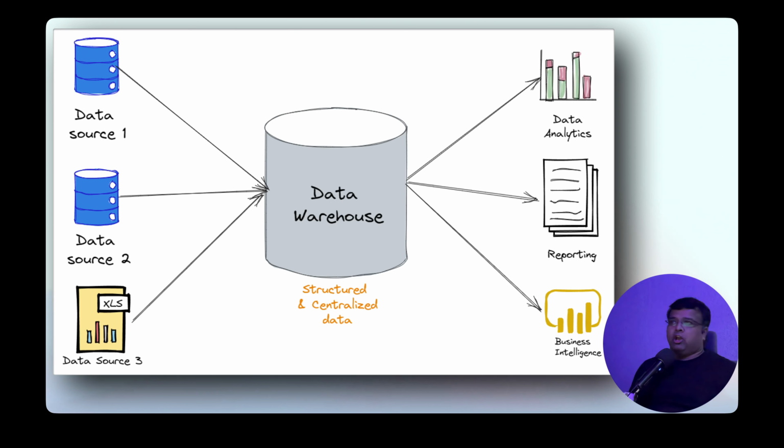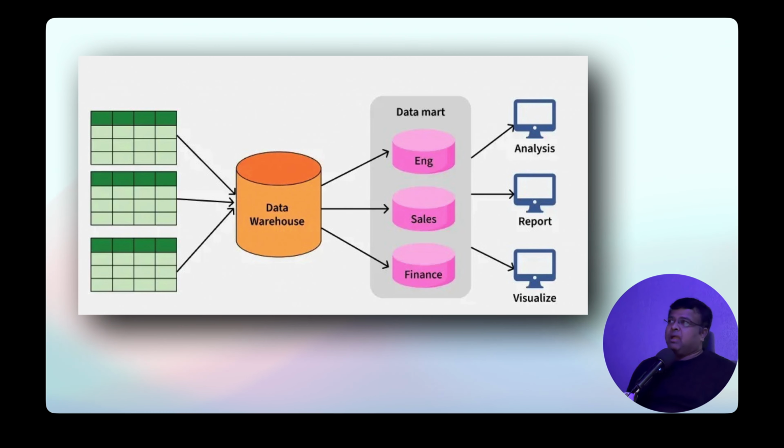Think back to this analogy. Source systems here are like the data supplier, the data warehouse is like the wholesaler, and data marts are like the retail stores. Now let us zoom in on these retail stores for a bit and understand what data marts actually are.